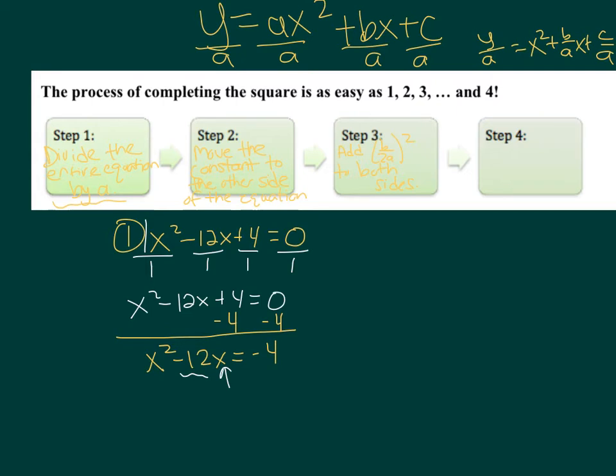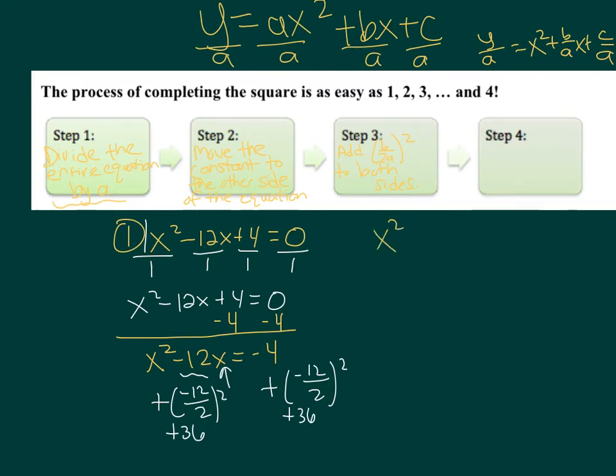Okay, so that means we take negative 12 and divide by 2, then square it, because the a value is 1 and we've already divided by it. There's a plus sign there, so we're going to add that to the left side and the right side. Negative 12 divided by 2 is 6, and 6 squared is 36. So I'm really adding 36 to both sides of the equation.